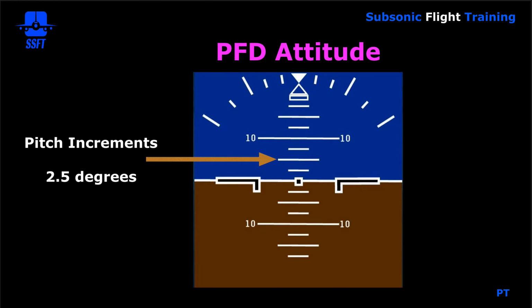The pitch increments on the PFD are in 2.5 degree increments. The labeling starts at 10 degrees, so you can see in this case the airplane symbol is on the horizon line. The first pitch increment up is 2.5 degrees. The one the arrow is pointing to is 5 degrees. Above that would be 7.5 degrees. And then, of course, the 10 is labeled. We have pitch up and pitch down increments represented.